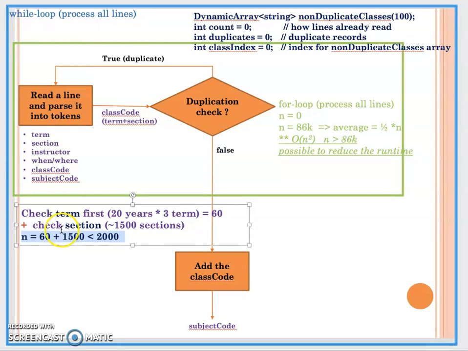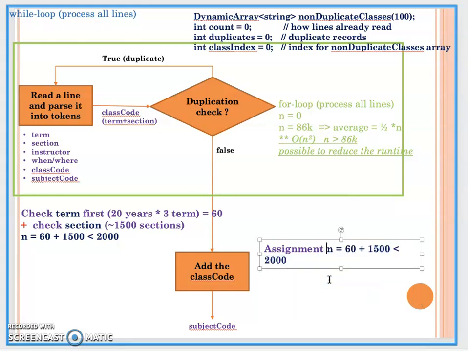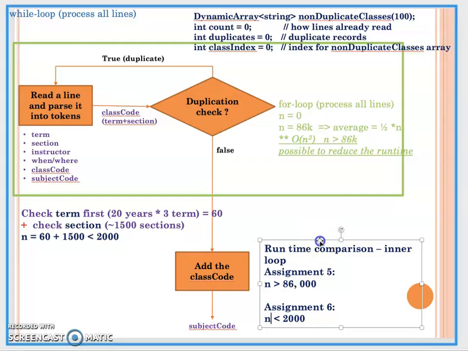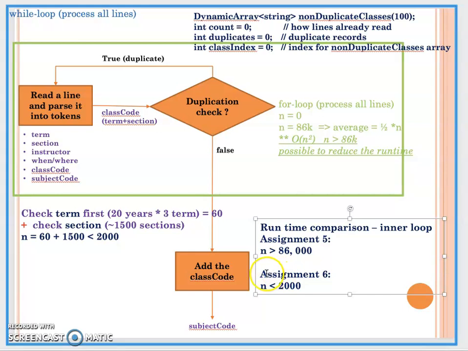So I want to show you the runtime comparison from assignment 5 and this week. Here is the runtime comparison for our assignment 5, DVC schedule V1, and DVC schedule V2 in assignment 6, which you will implement this week. The difference is, remember, the outer loop we cannot change.